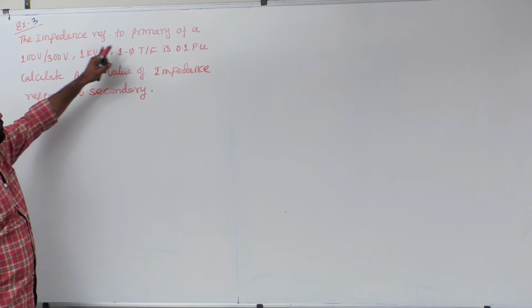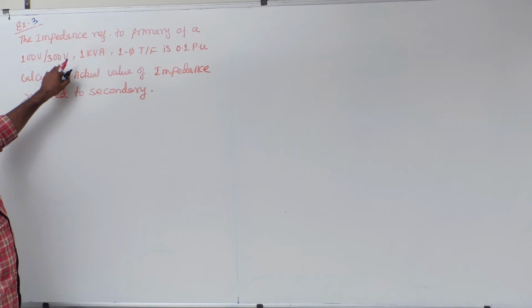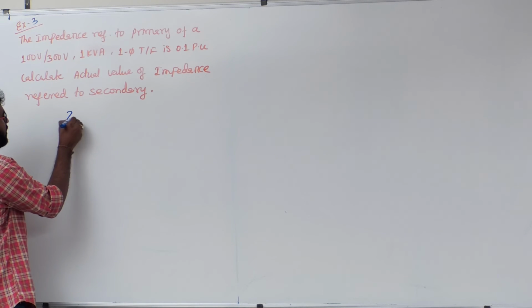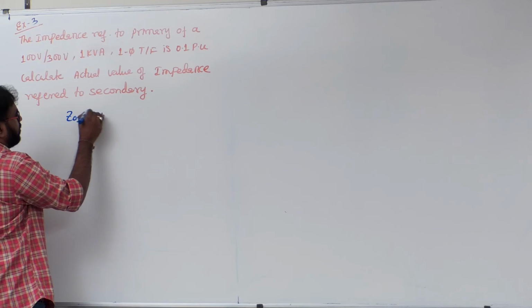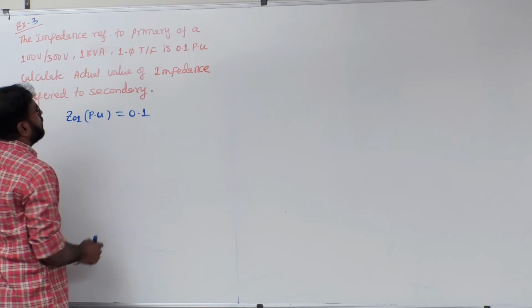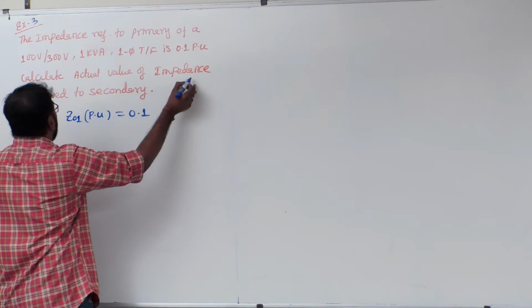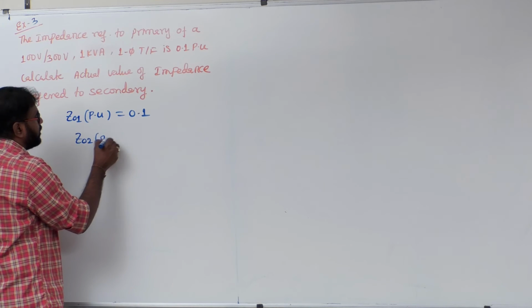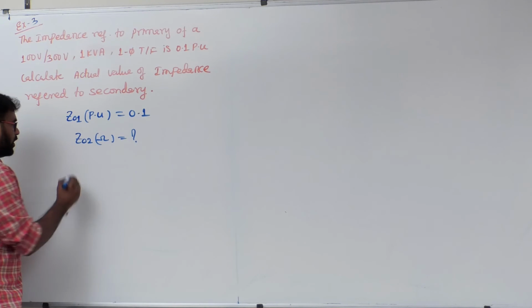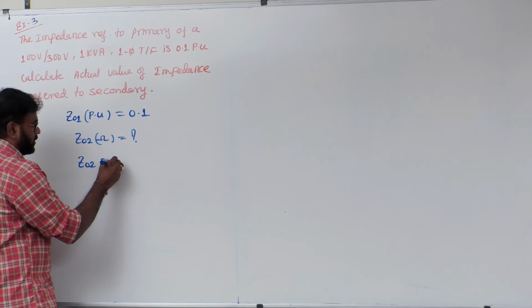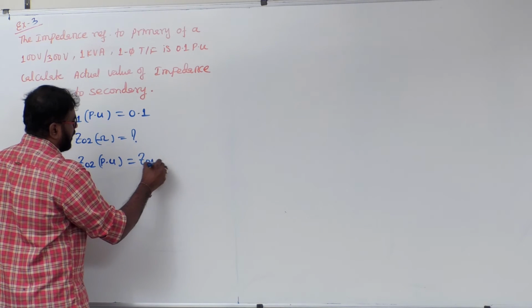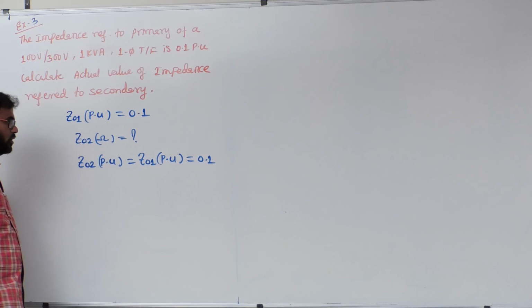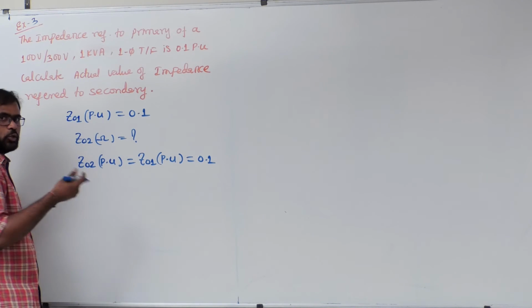The impedance referred to primary of a 100 volts by 300 volts 1 kVA single phase transformer is 0.1 per unit. That means what is given here? Z01 in per unit form is given. How much? 0.1. Calculate the actual value of impedance referred to secondary. What is asking? Z02 in ohms is asking. But we know that Z02 per unit equal to Z01 per unit, which is equal to 0.1. Clear?